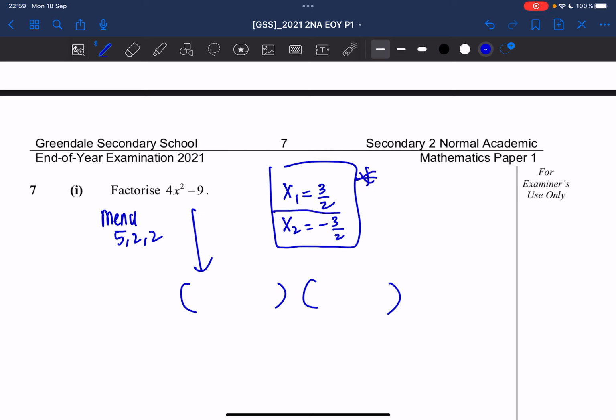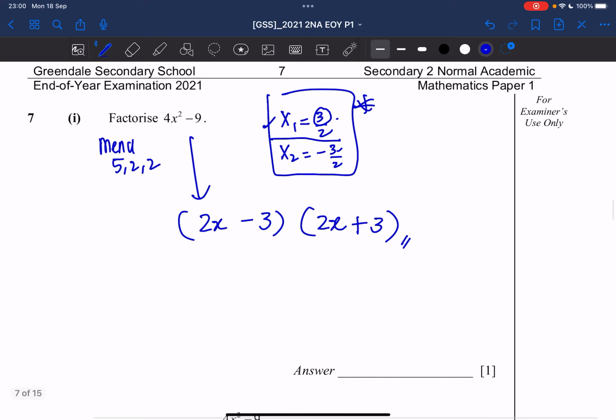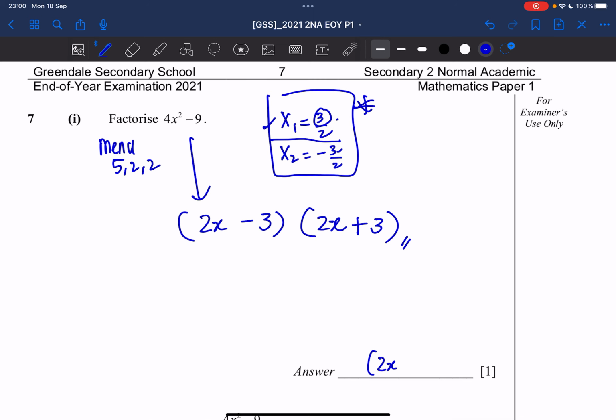So for the first, x1, 3 over 2, the number 3 we put here. Because it's a positive fraction, in the bracket it becomes minus, then the 2 becomes 2x. Then for the second bracket, the number 3 is behind, minus becomes plus, and then 2x. So this is our answer, both brackets: 2x minus 3 and 2x plus 3.